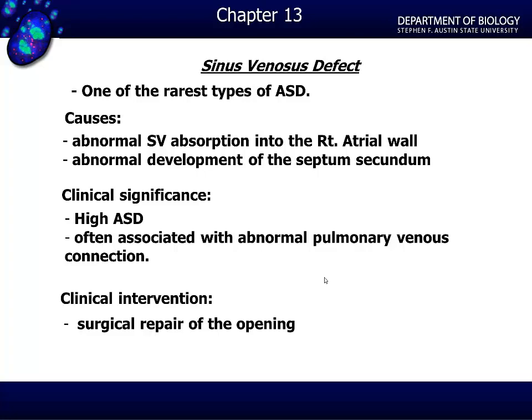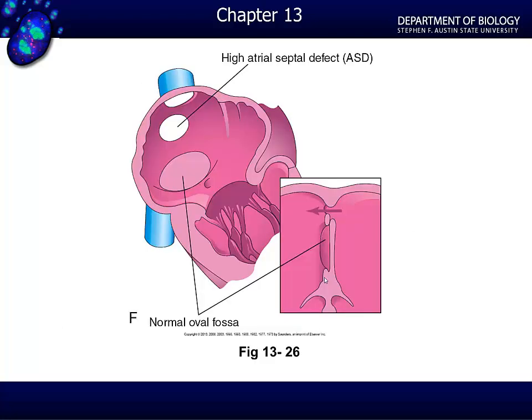So basically here we're going to use an occluder type surgical fix and close up the defect. And again, we've got our fossa ovalis, nice and closed, no problems with ostium primum, but here we have our high atrial septal defect, and we can see that's because of abnormal formation of that septum secundum.